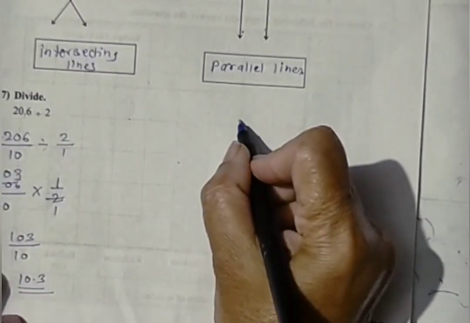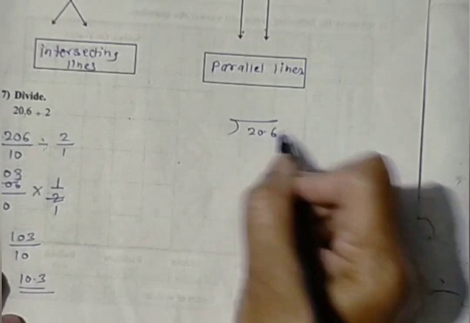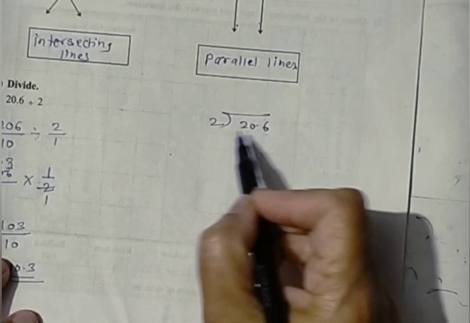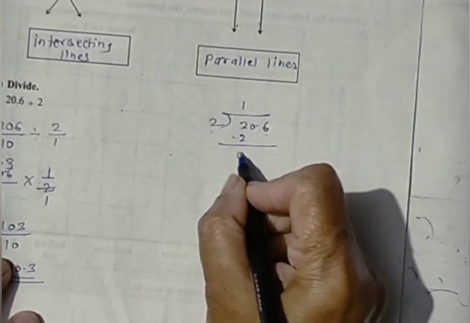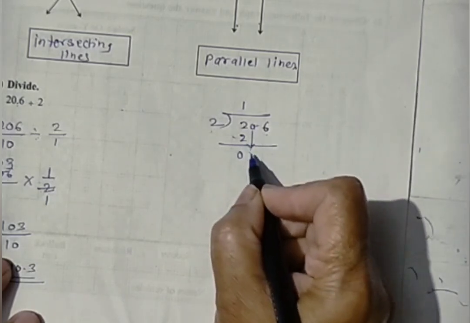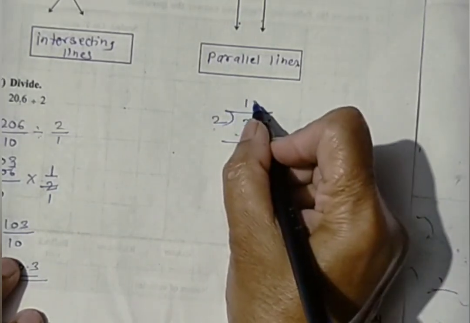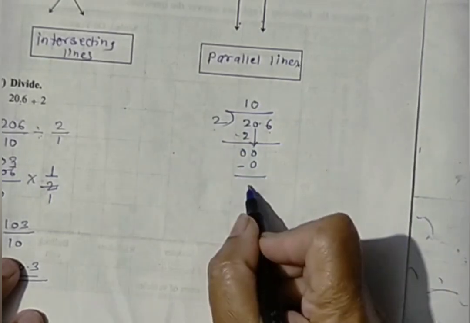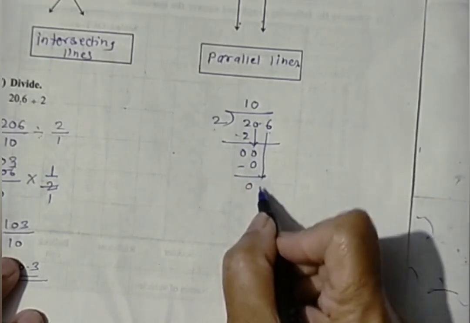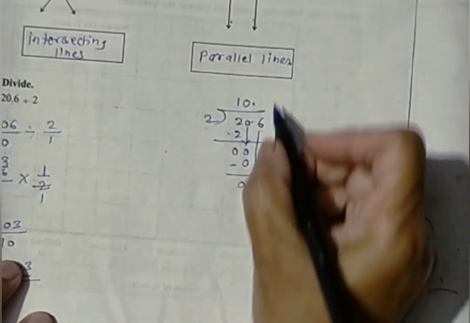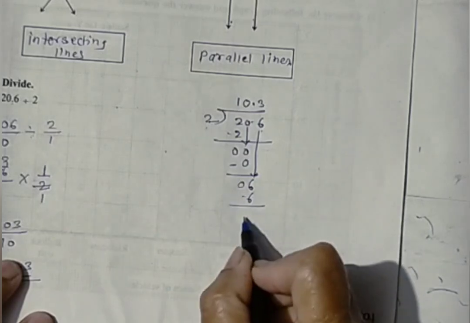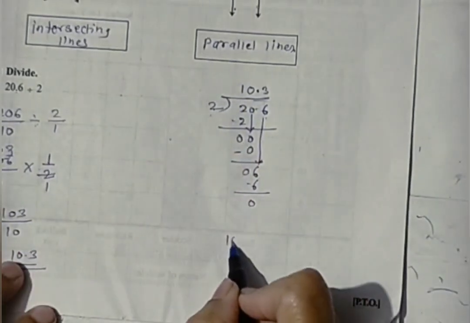Second method, divide 20.6 by 2. Use any method. 20.6 divided by 2. 2 ones are 2. 2 minus 2, 0. Take 0 here. 0. Take 6. Point. 2 threes are 6. 0. The answer is the same, 10.3. You can use any method.